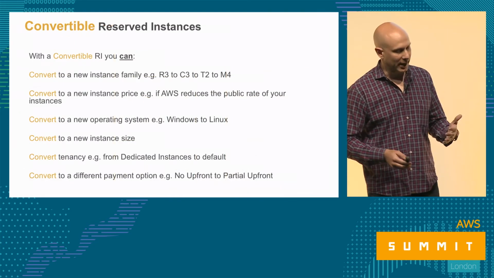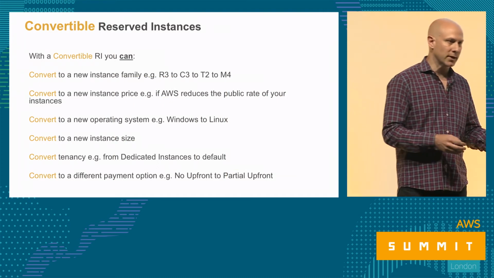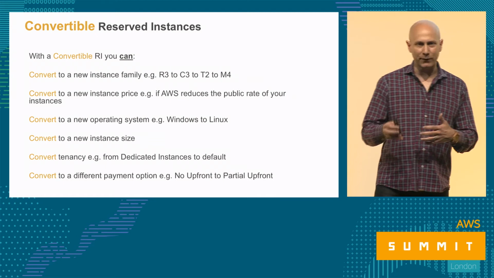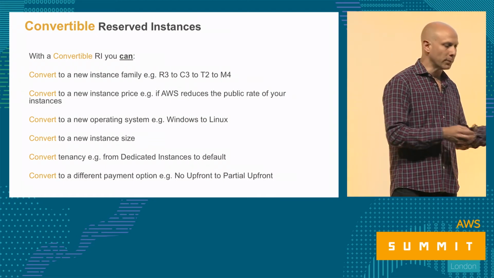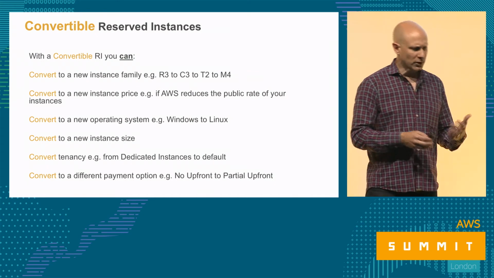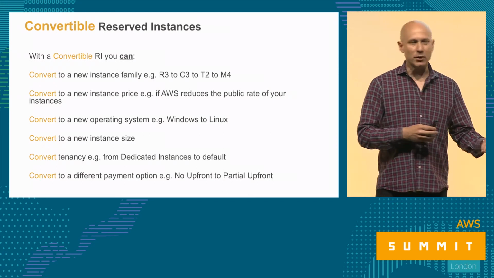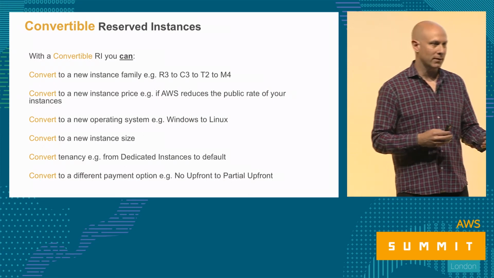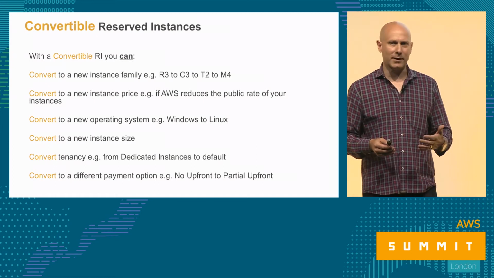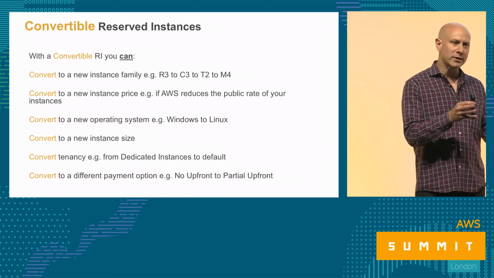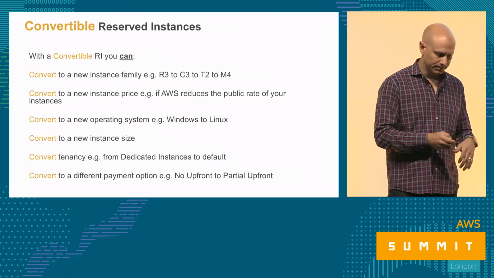So I mentioned this with a convertible RI. You can convert to a new instance family. You can go from R3 to C3, from our T2 instances to M4, pretty much anything as long as it's at least an equivalent footprint to what you had before. You can change the operating systems, the size, the tenancy, you can even convert from no upfront to partial upfront. So convertible RIs give you a lot of flexibility, where you're still getting that discount for making a commitment, but you're not committed to one specific instance type and size over that 3-year period or 1-year period.